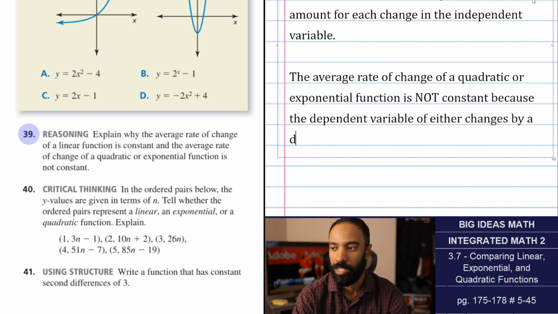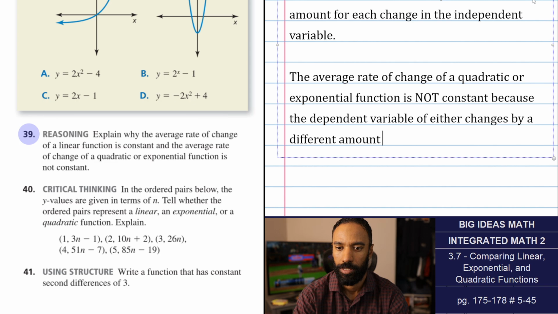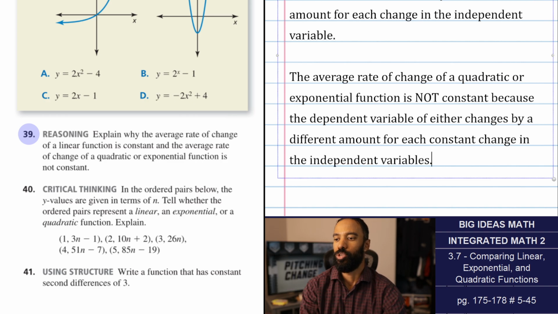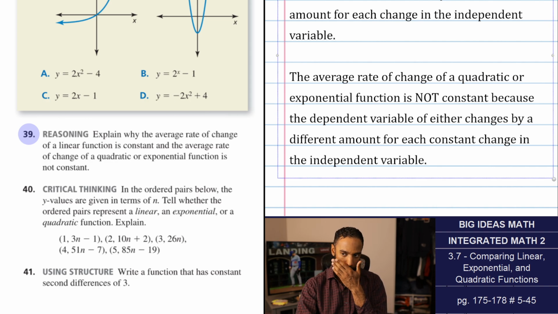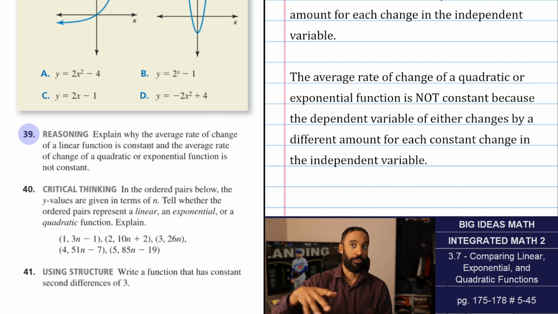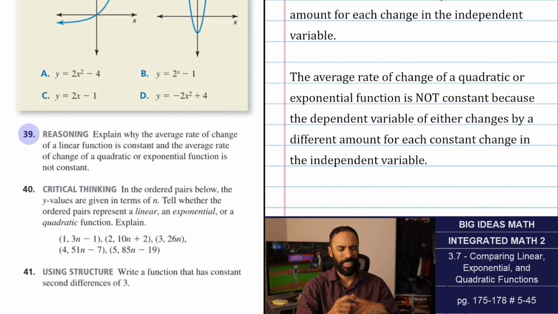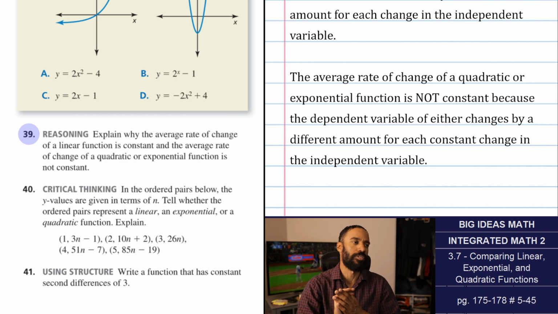Changes by a different amount for each constant change in the independent variable. So you have to remember that you can have quadratic functions that, first of all, are negative to begin with, but second of all, go down at a part before they go back up. And they can go up by fractional amounts and stuff like that. So it might be less than linear. I shouldn't say they always increase.